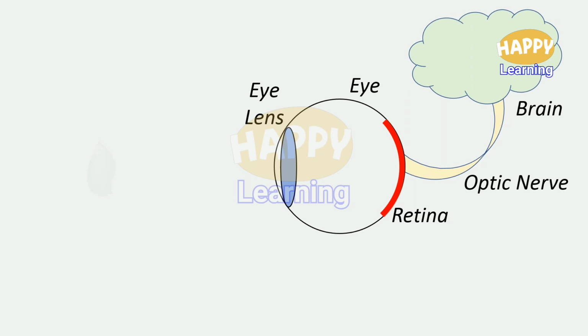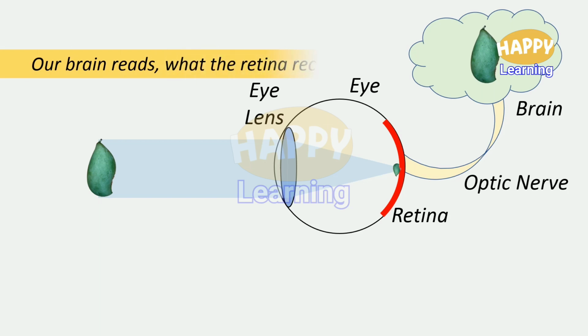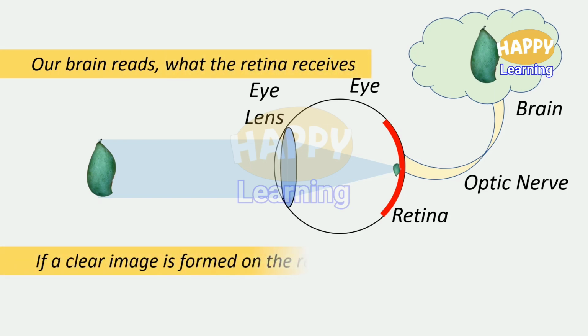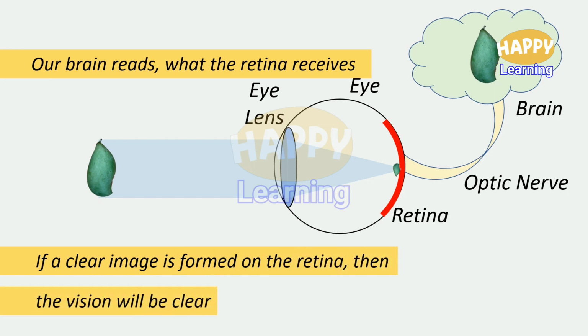There is an object. The rays coming from the object pass through the eye lens and converge to retina, and when the signal is passed to brain, the brain recognizes the object. Our brain reads what the retina receives. If a clear image is formed on the retina, then the vision will be clear.